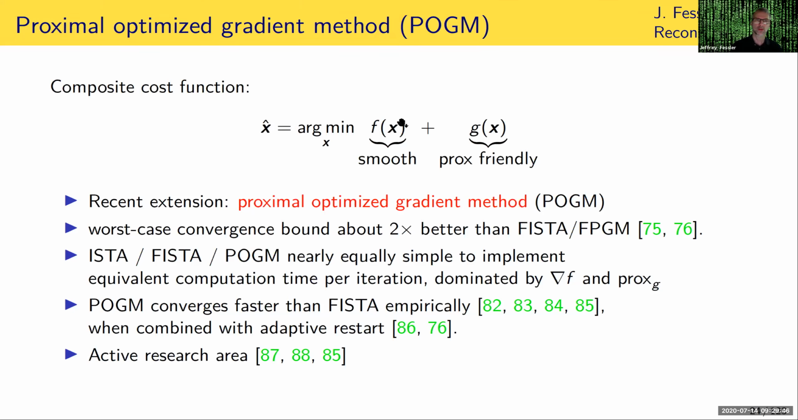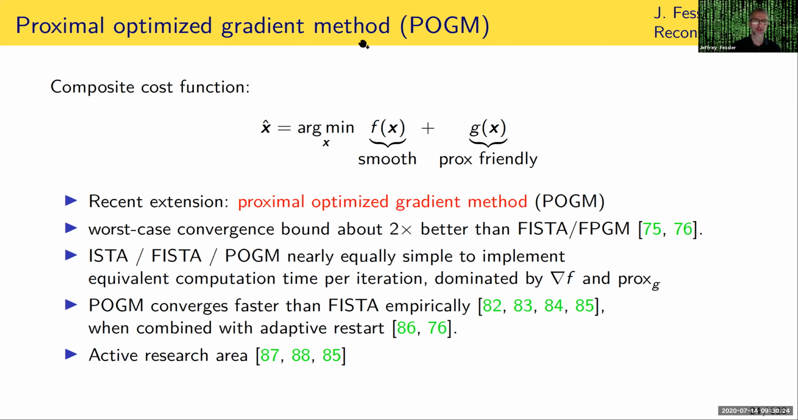And my favorite algorithm these days for this kind of cost function is called the proximal optimized gradient method, because it has a worst case convergence bound that's about 2 times better than FISTA. And in practice, my observed performance is similar to that factor of 2 improvement that the worst case theory tells you. I'm going to show you the code in a second. It's extremely simple to implement. If you've implemented Vista, it's like a one-line change to make it POGM. Same amount of time per iteration. Most of the time is involved computing the gradient of the smooth term, and then it depends on how prox friendly your proximal term is.